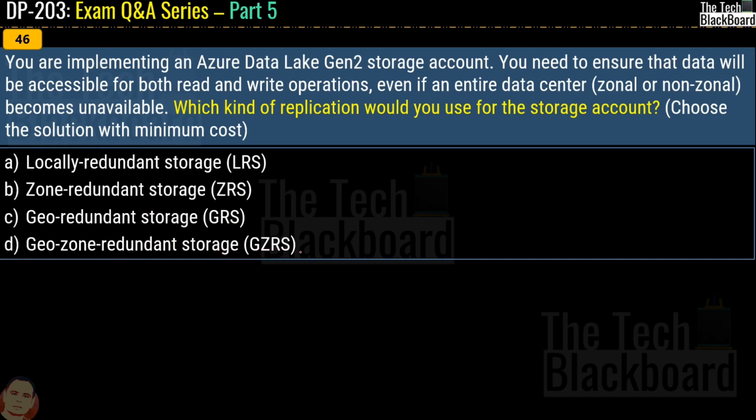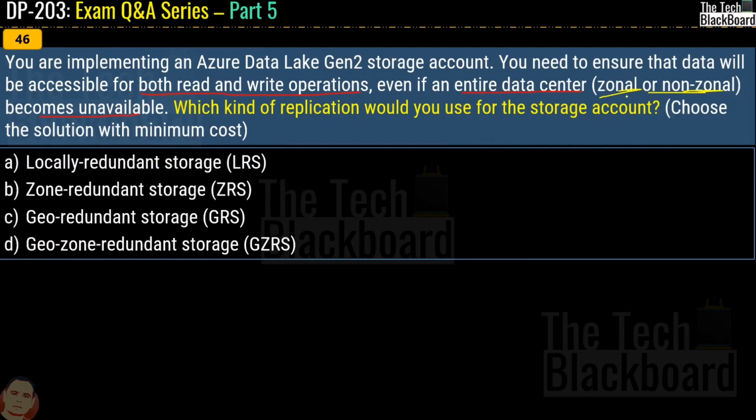Before jumping to the answers, let's first understand the keywords given in the question. The first one is where the question clearly says that both read and write operations should be available even if an entire data center becomes unavailable. And friends, please pay attention that the question categorically says that the data center could be zonal or non-zonal. So this is a very important point that you must keep in mind when answering this question.